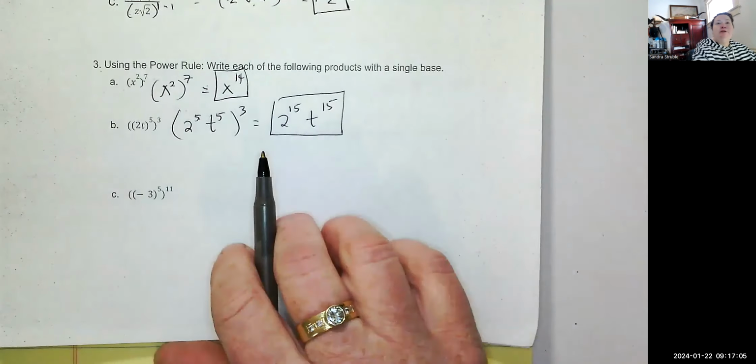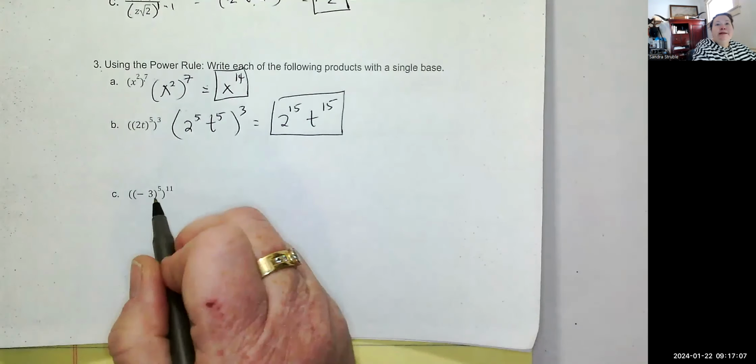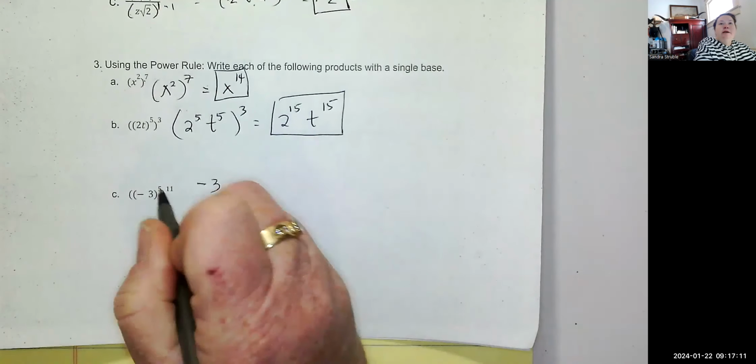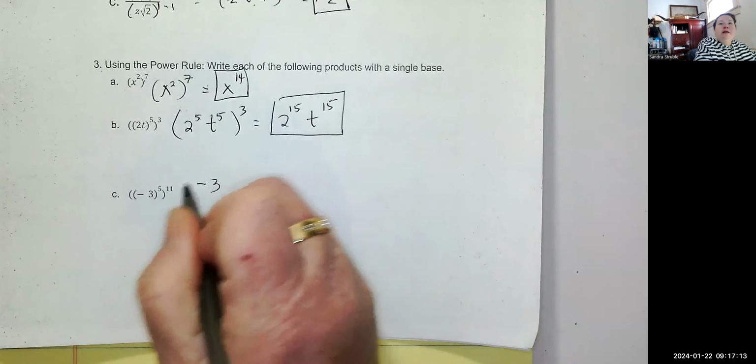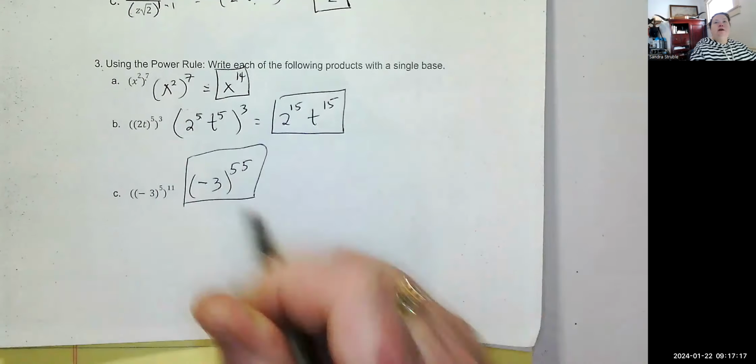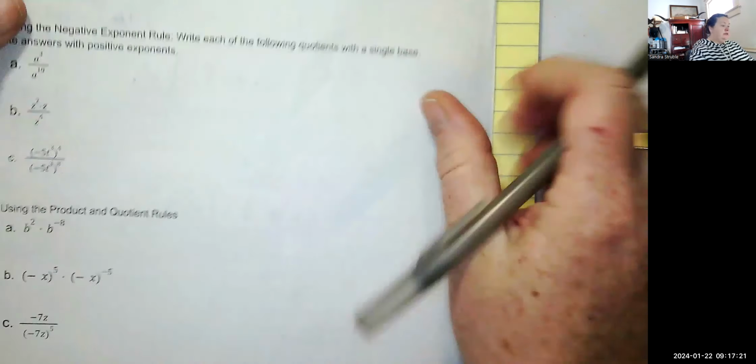-3 to the 5th to the 11th. So this is -3, and I would just say 5 times 11 is 55. Again, you could put it in your calculator, that works too. All right, so number 4.